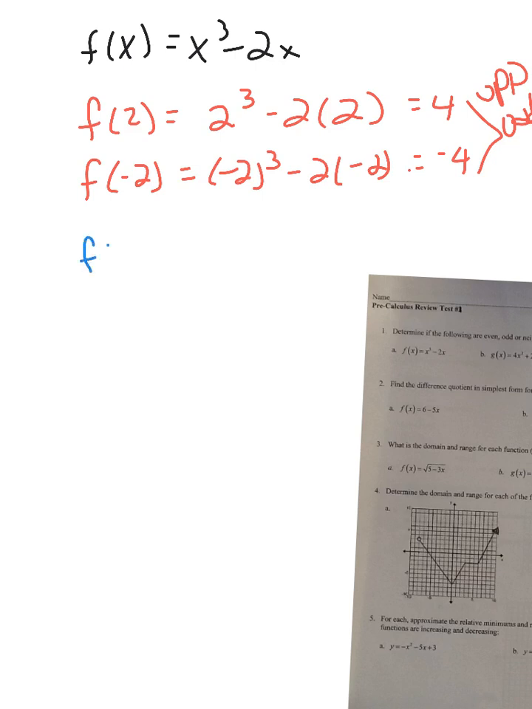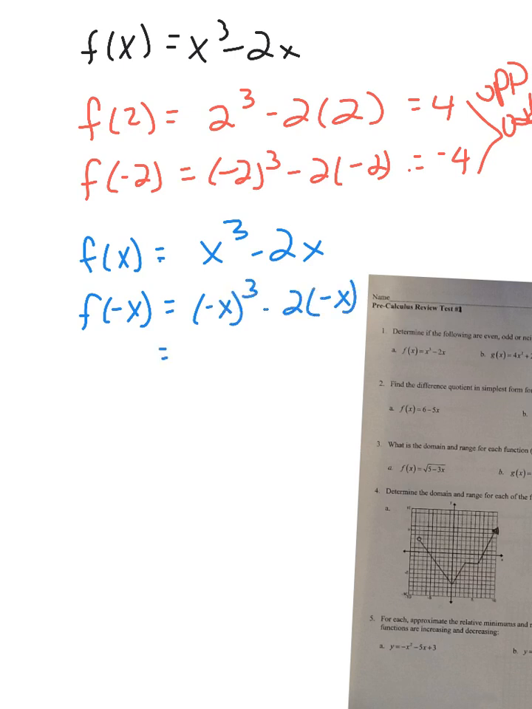So f of x, remember, it's just x to the third minus 2x. Now I want to do f of negative x. So that's negative x to the third minus 2 times negative x. So negative x to the third is negative x to the third. And then negative 2 times negative x, that's positive 2x. So you could see here, this is positive x to the third, negative x to the third, negative 2x, positive 2x. So these are opposites, and that's odd.